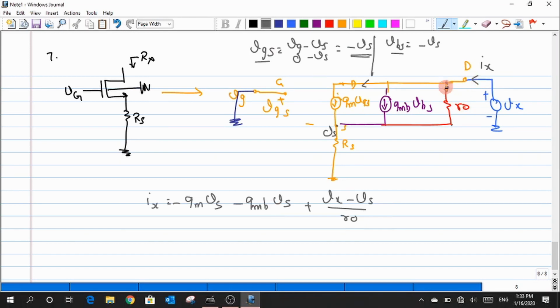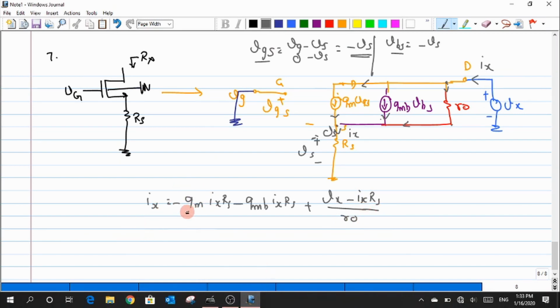The same current would get merged across this node, and the current that flows through Rs is the summation of all three components, which is equal to Ix. So Ix flows through Rs in order to get the value of Vs. The drop across the resistance produces the voltage Vs. So I can just go around and replace each of these in terms of Ix Rs.